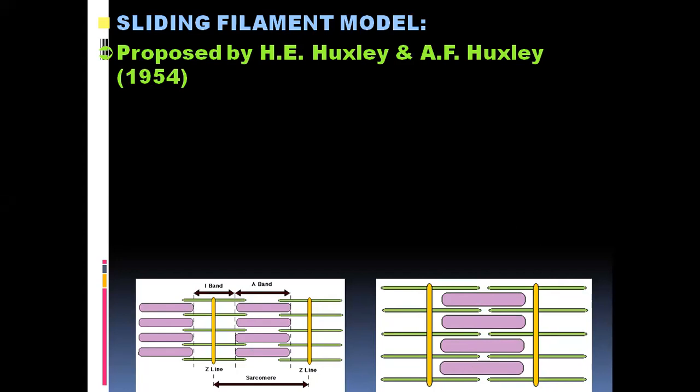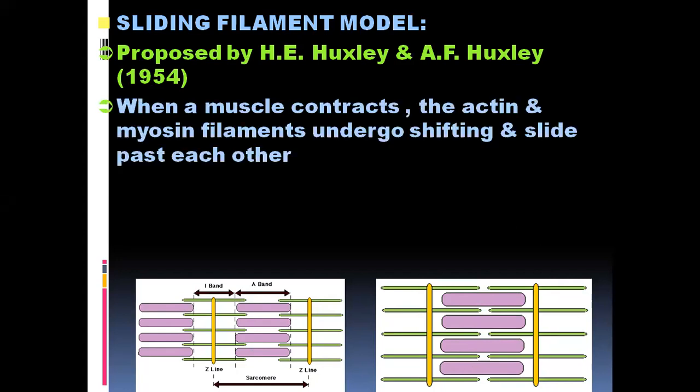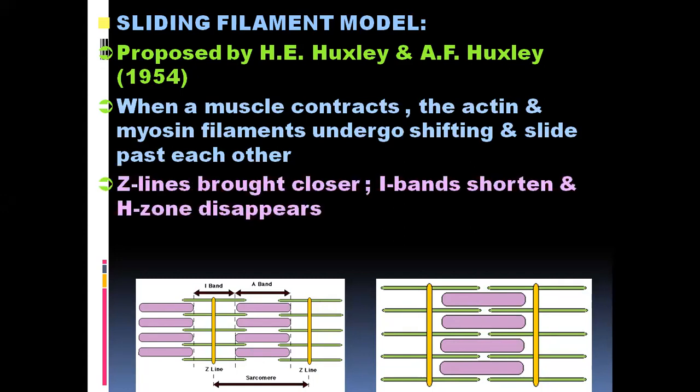The sliding filament model was proposed by H.E. Huxley and A.F. Huxley in 1954. When a muscle contracts, the actin and myosin filaments undergo shifting and slide past each other. The Z lines are brought closer together.